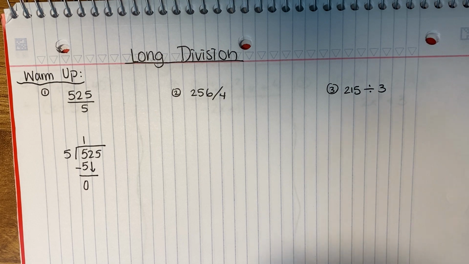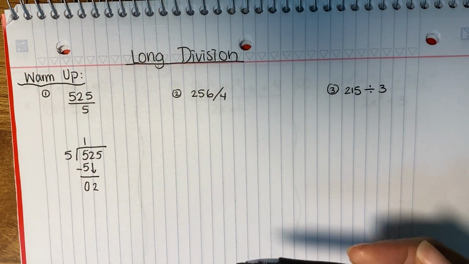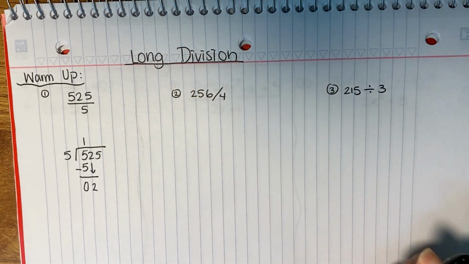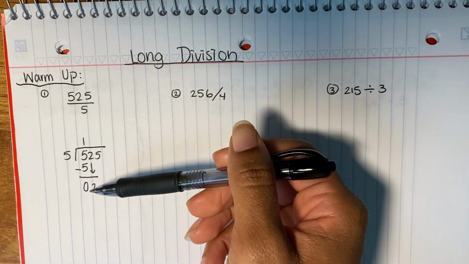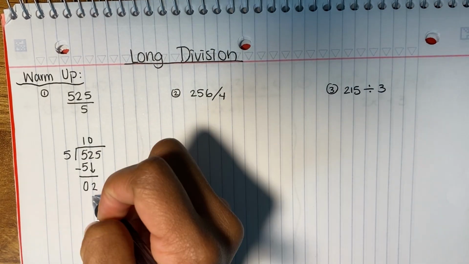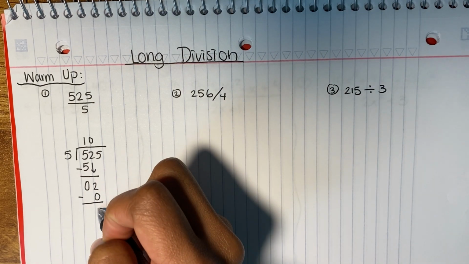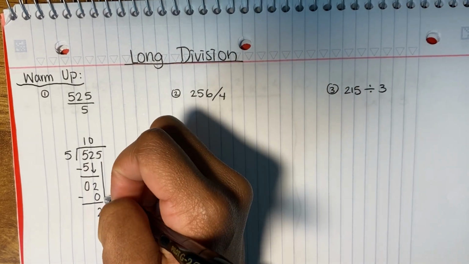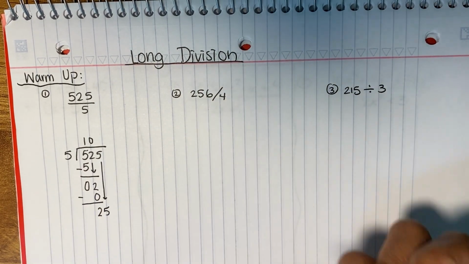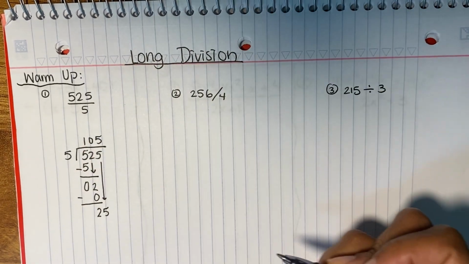My next step is to drop down the 2, and then ask myself the same question. How many times can 5 go into 2? It can't at all. Therefore, I multiply by 0. 5 times 0 is 0. Again, we are subtracting. 2 minus 0 is 2. Drop down the next value, 25. 5 goes into 25 5 times.